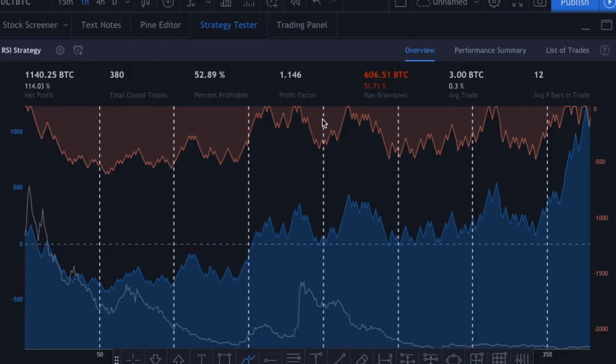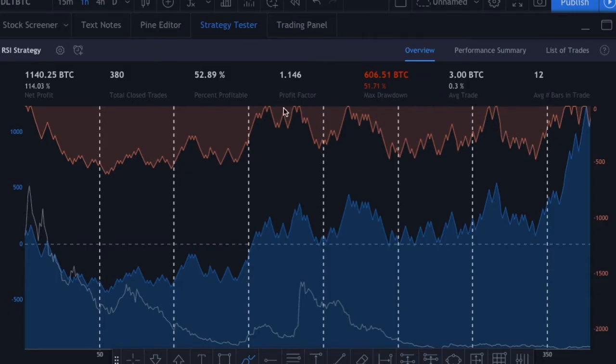The other thing we want to really be very wary of is the max drawdown. The max drawdown for this strategy is 51.71%, which is quite a bit. It looks like most of that drawdown was down here, but you never know. You still have some pretty big drawdowns over here close to the end of the strategy, so you want to be very careful of that.